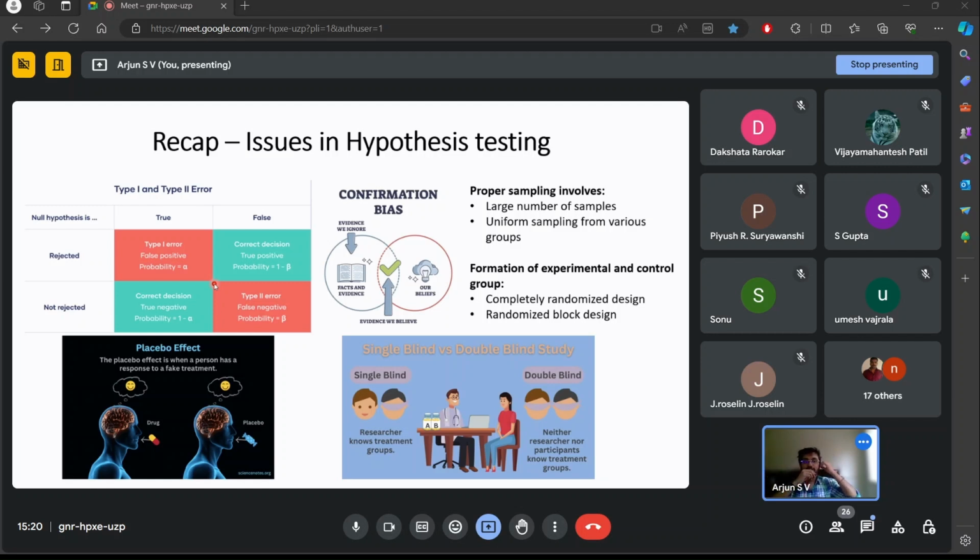And the one major culprit that is found to cause these errors is something called confirmation bias. Confirmation bias can be explained like this. I'm performing an experiment. I desire a certain outcome. Let's just say that I am developing a drug A, some weird form of paracetamol. I want my paracetamol to cure malaria.